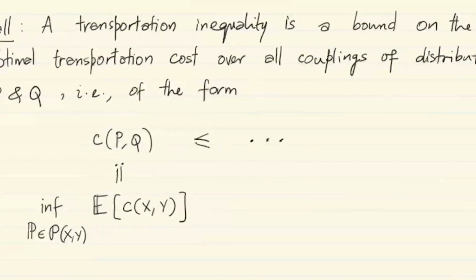So let's recall from the previous lecture that a transportation inequality, or a transportation cost inequality, is basically a useful bound on the optimal transportation cost, or the optimal cost for a transportation problem, which is defined over all couplings or transportation plans between marginal distributions P and Q. And we had this notation C(P,Q) for it. So C(P,Q) is just the minimum possible expected transportation cost over all joint distributions with given marginals, and any upper bound on it is essentially a transportation inequality.